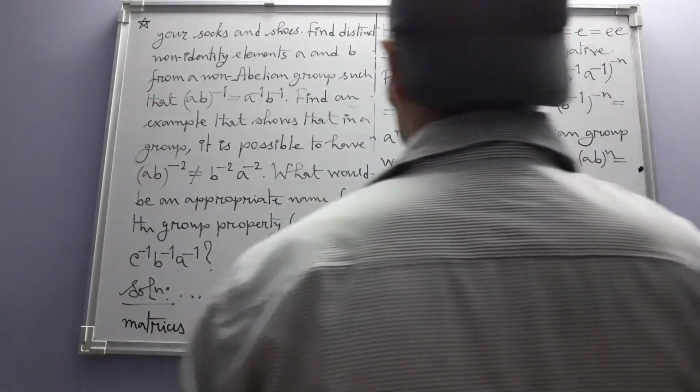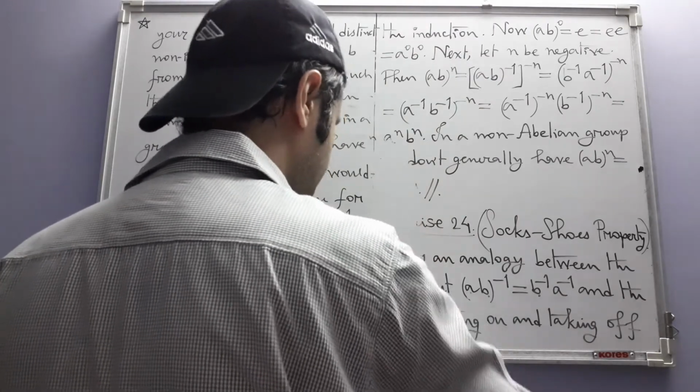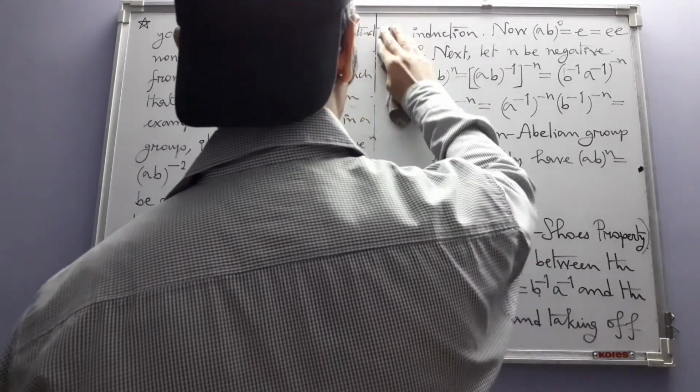We already know that it is a group with respect to matrix multiplication, and we also know that it's non-abelian.